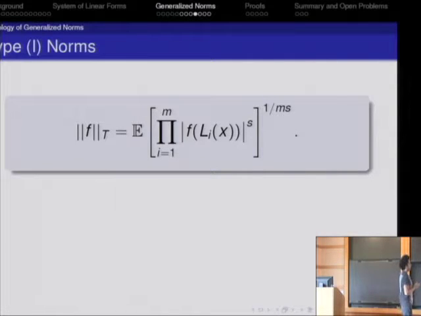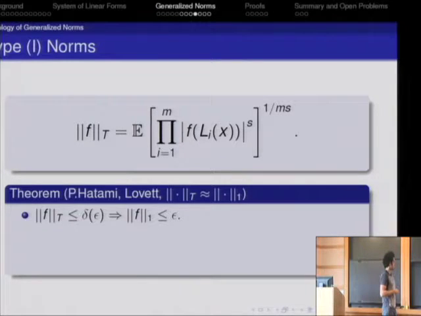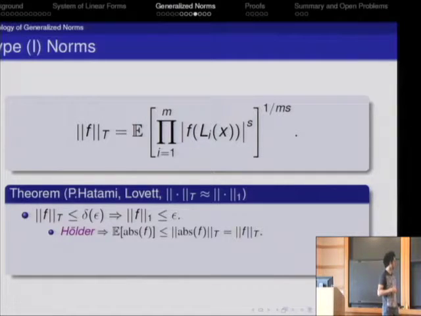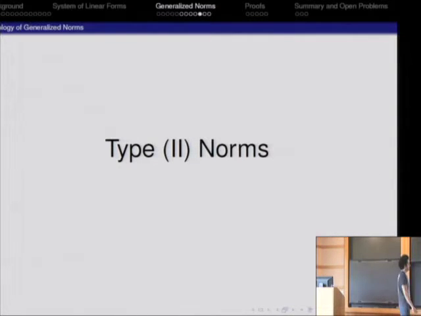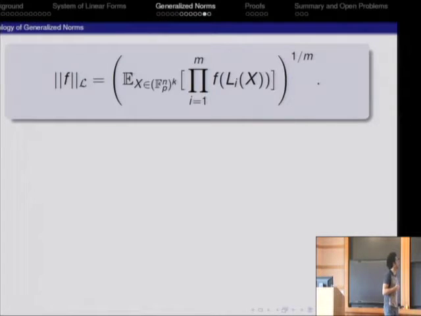So type 1 norms turn out to be easy to handle. First, let's take a look at them. We won't go through the proof for this because it's not of main interest. We basically prove that for some delta of epsilon, if the norm is smaller than delta, then the L1 norm is small. This can be handled by the Hölder inequality that we prove. The nice property of the type 1 norms is that we have these absolute values around f. The second direction is easy to prove by just the Cauchy-Schwarz inequality, not our Cauchy-Schwarz, just the famous good old Cauchy-Schwarz. So let's now look at the type 2 norms. Just as a reminder, the type 2 norms are these type of averages where the powers are 1.